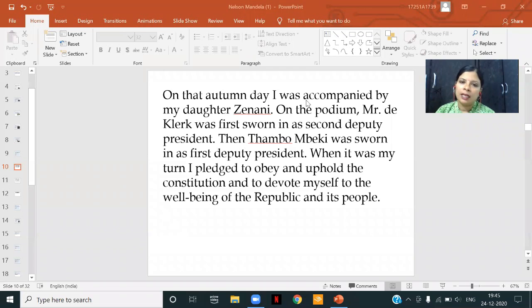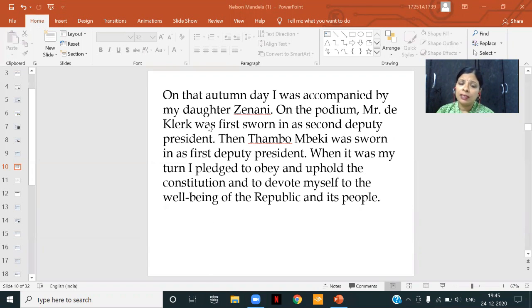On that autumn day, I was accompanied by my daughter Zenani. On the podium, Mr. De Klerk was first sworn in as second deputy president. Then Thabo Mbeki was sworn in as first deputy president. When it was my turn, I pledged to obey and uphold the constitution and to devote myself to the well being of the Republic and its people.